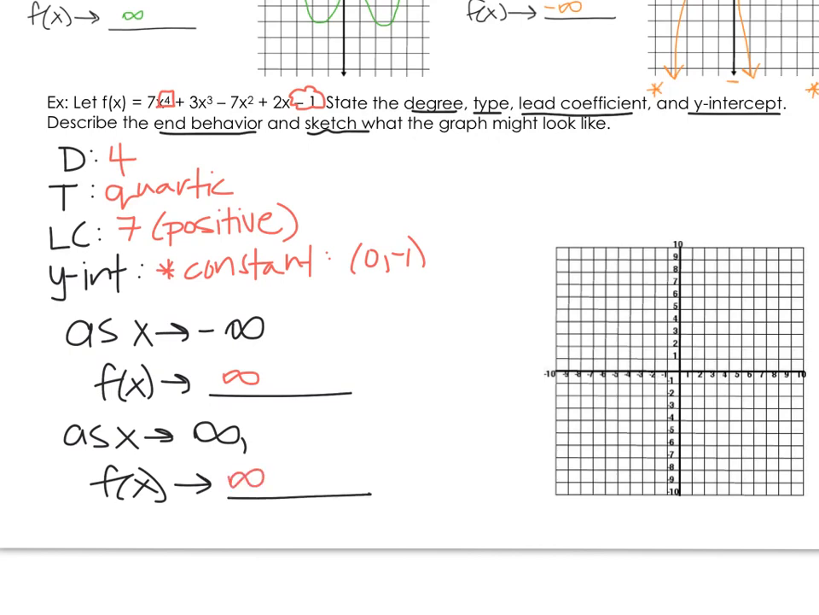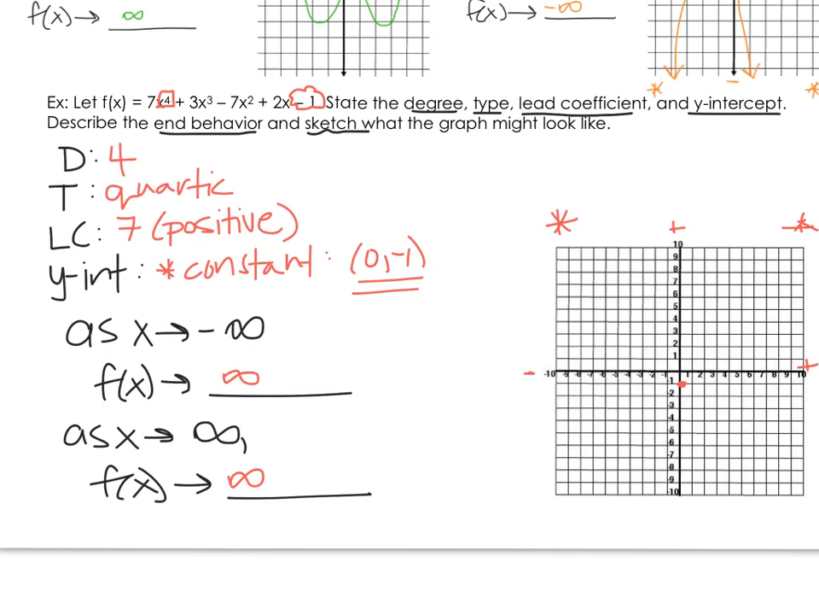All right, so to graph, we know that no matter what, as x goes to the left or to the right, both of our arrows will be towards the top, towards positive infinity. So they're both going to be up here somewhere. We also know that our y-intercept is -1. So that's down here on the y-axis. So that means our graph has to go through that point at bare minimum.